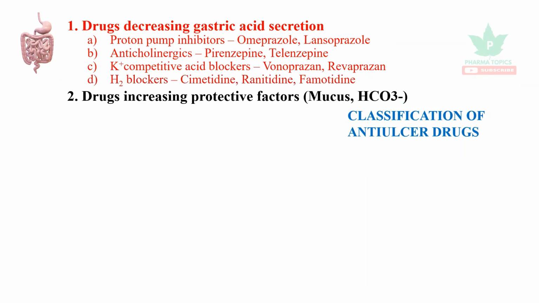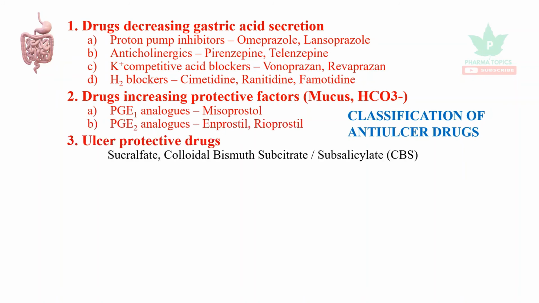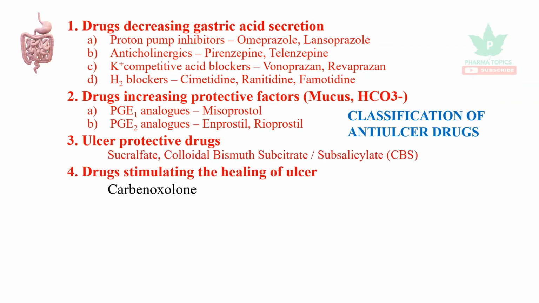Drugs increasing the protective factors such as mucus or bicarbonate. They are PGE1 analogs, misoprostol. PGE2 analogs, enprostil and rioprostil. Ulcer protective drugs, sucralfate, colloidal bismuth subcitrate or subsalicylate. Drugs stimulating the healing of ulcer, they are carbenoxolone, which is derived from licorice.